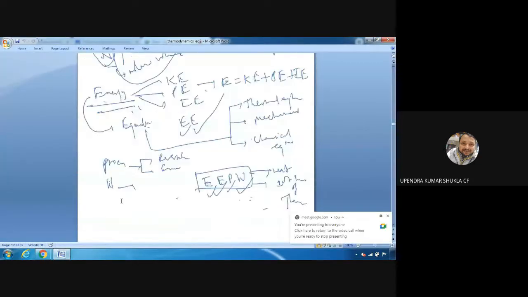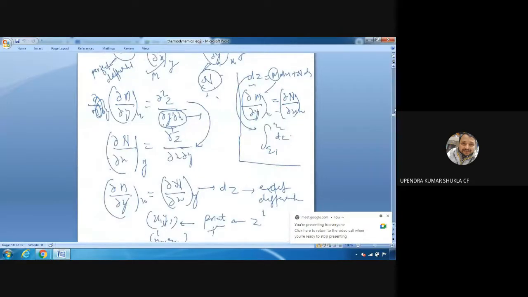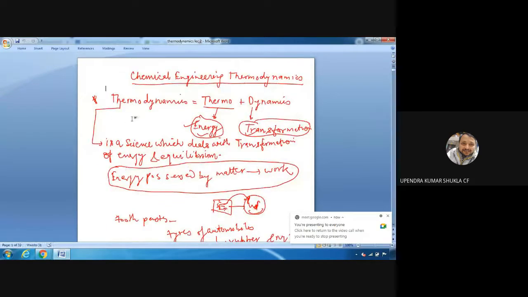So as you know, in the last class we have discussed so many things. Last class is just for a review purpose. This time going through for a few minutes. First we have discussed the definition of thermodynamics. That consists of thermo plus dynamics. Thermo means energy and dynamics means transformation.